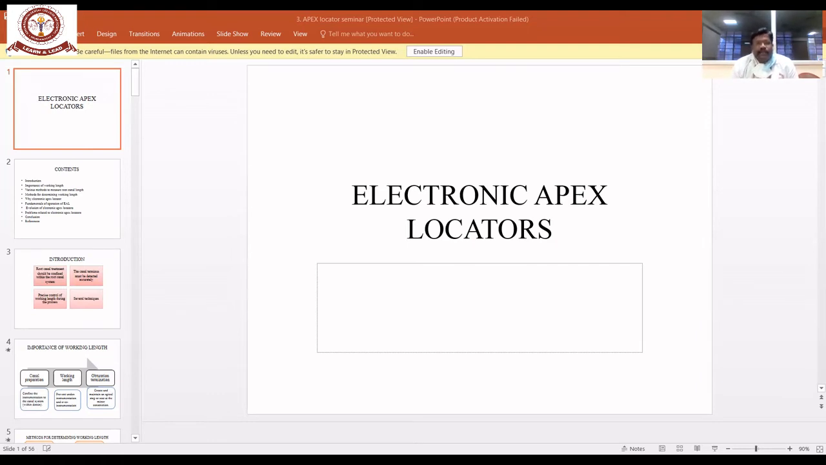This is a typical circuit of electronic determination of working length, in which there is a file clip which holds the file, and a lip clip, attached to the electronic apex locator. Whenever there is a change in the resistance or the flow of current, it is measured and shown on the monitor of the electronic apex locator.